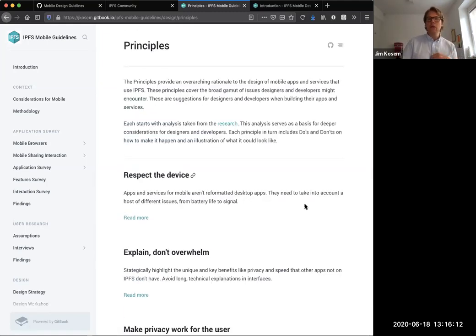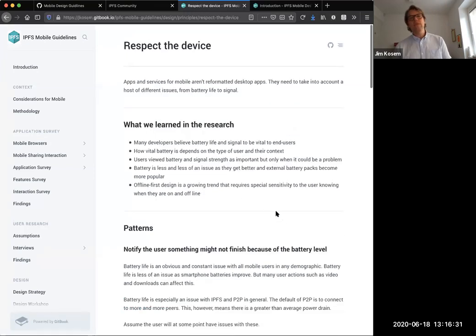And these are, again, providing this overarching thinking, this rationale to the design and how to think about the design, and taking that research and starting to translate it into real world applications. So the first is respect the device. And each of these principles outlines particular bits from different parts of the research, and then developing patterns around that.